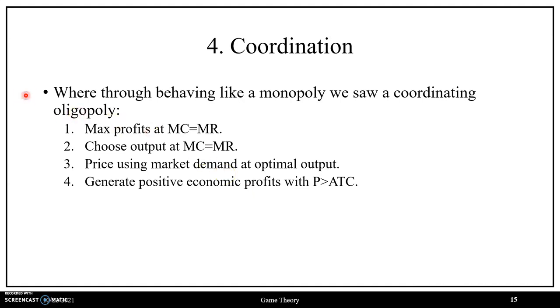So then what we saw is, through behaving as a monopoly, the oligopoly as an industry maximizes profits when marginal cost is equal to marginal revenue, which gives them the optimal amount of output, from which they then move their way up to the market demand curve to select their pricing strategy, such that the overall industry generates positive economic profits as a result.